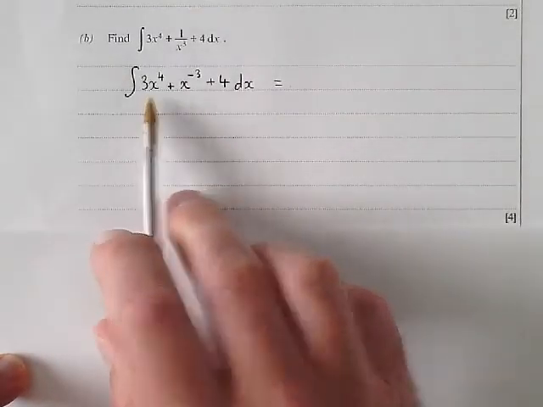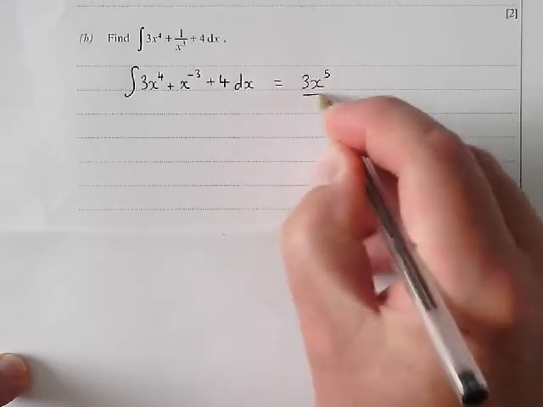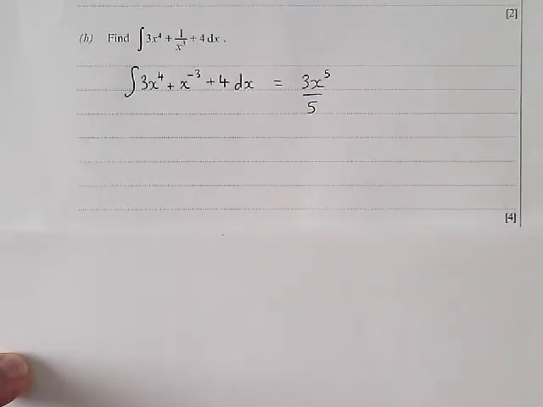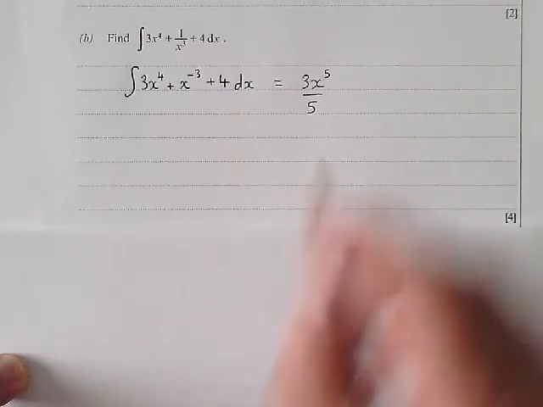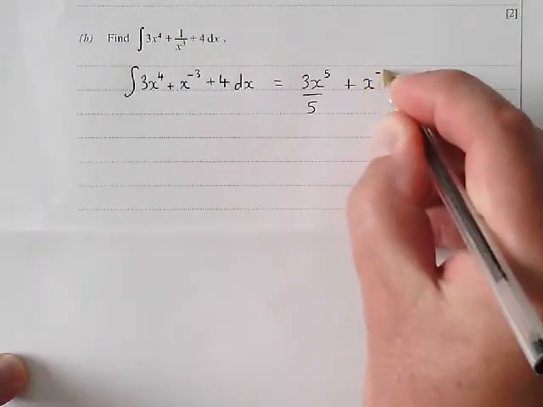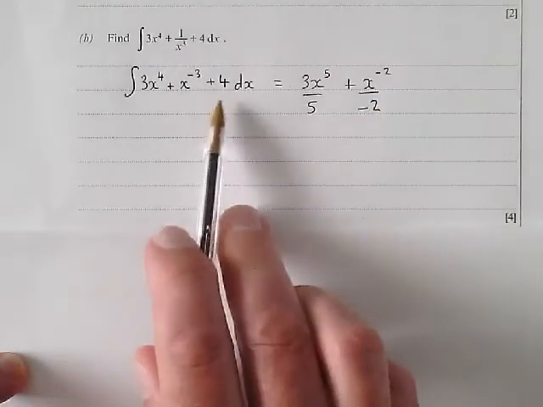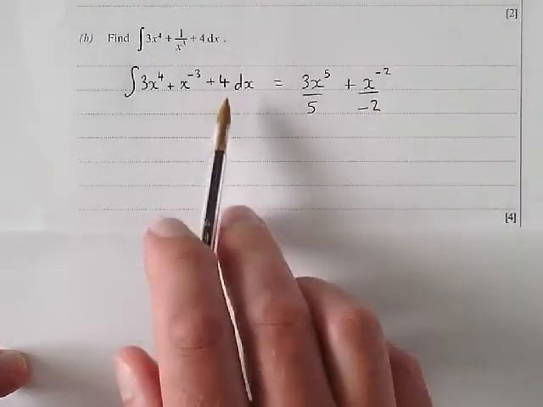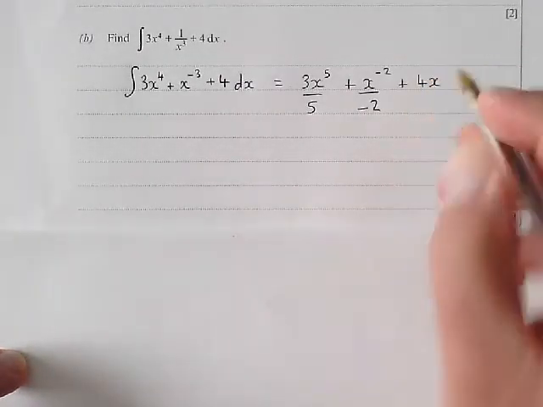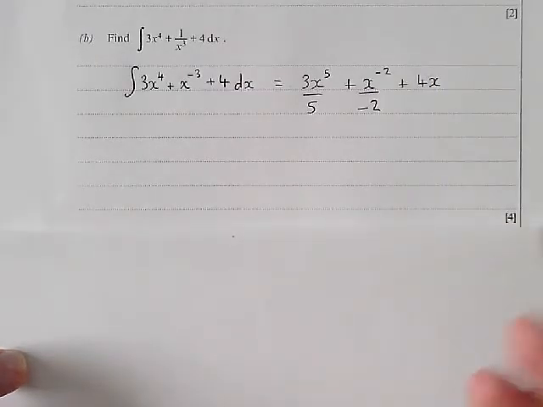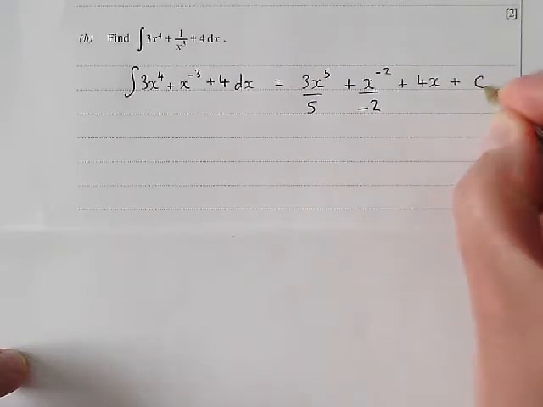So in the first term, the power is 4, so this will become 3x to the power 5 divided by 5. In the second term, the power is minus 3. So if we add 1 to that, that becomes x to the power minus 2, and we're going to divide by that power, minus 2. And with the third term, there is no x, so we add 1 to the power, and then we put that x, so it's 4x, and the power is 1, so there's no need to divide by 1 because it will still become 4. And we have to remember as well the constant of integration.